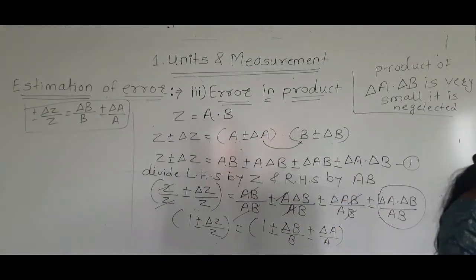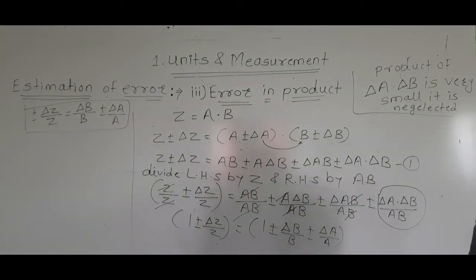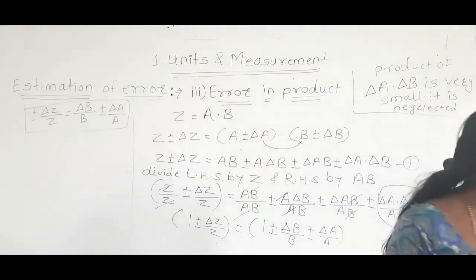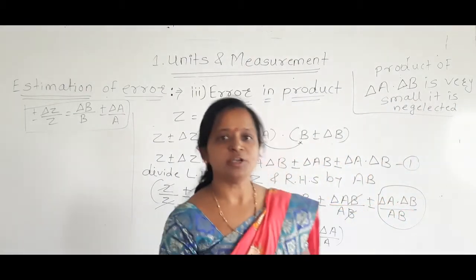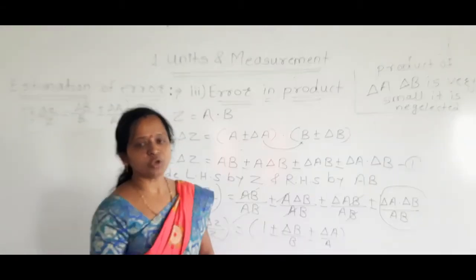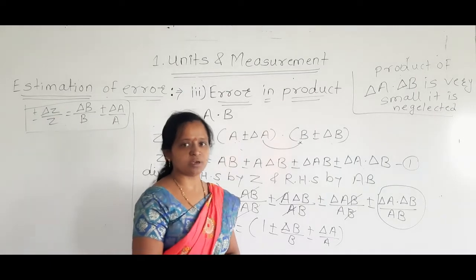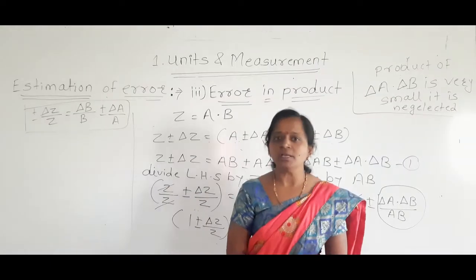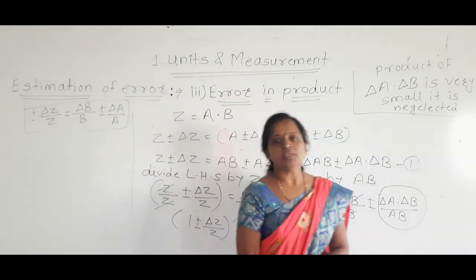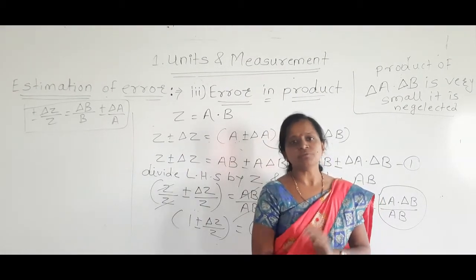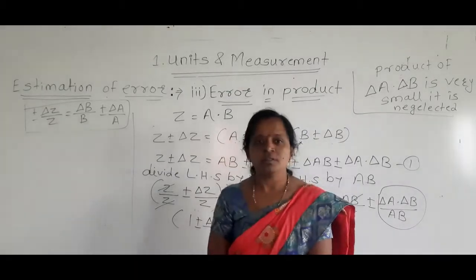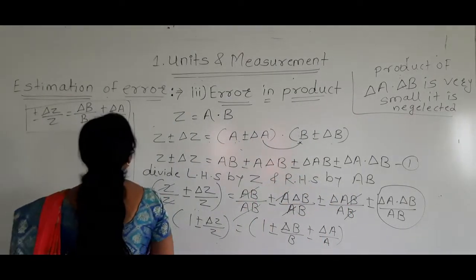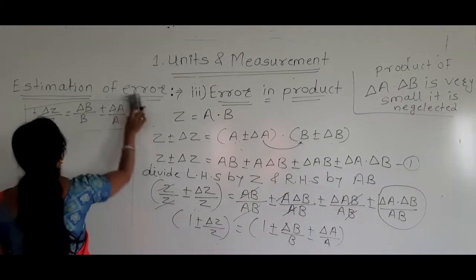That is, when two quantities are multiplied, the maximum relative error is the sum of the relative errors in each quantity. When two quantities are multiplied together, then the final result is the sum of the relative errors in each physical quantity. This is about the error in product. Then after that we can discuss significant figures.